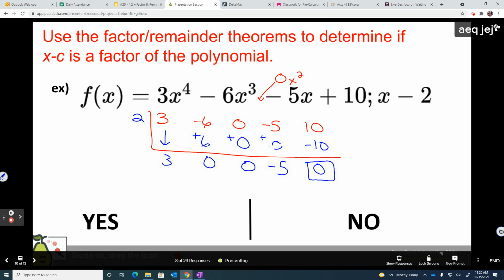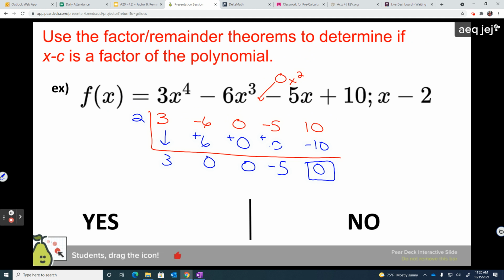Alright, so bring the 3 down. 2 times 3 is 6. Add them, you get 0. 2 times 0 is 0. Add them, you get 0. 2 times 0 is 0. Add them, negative 5. 2 times negative 5 is negative 10. Add them, you get 0.